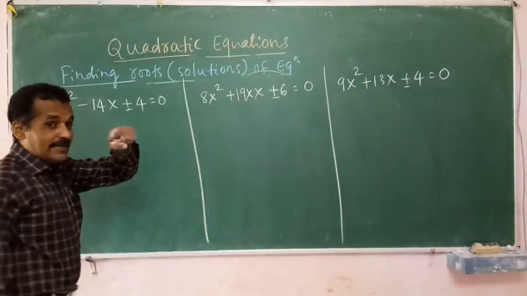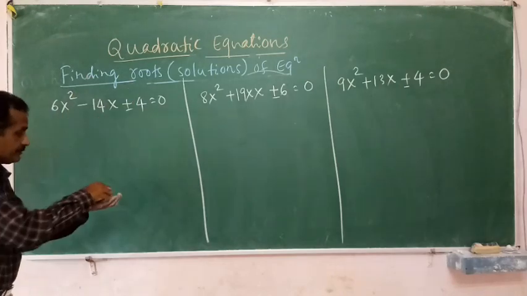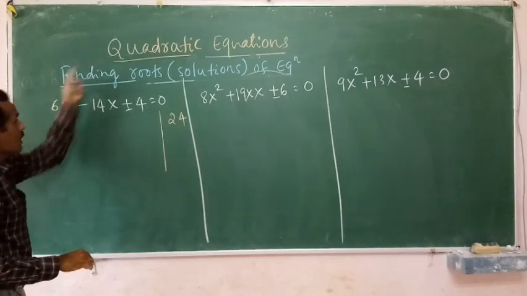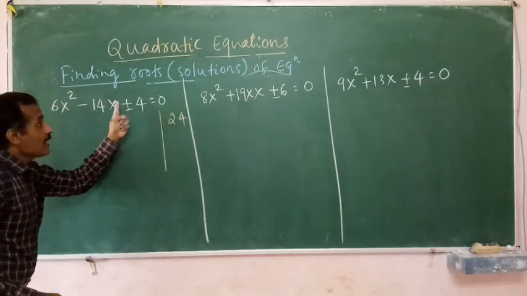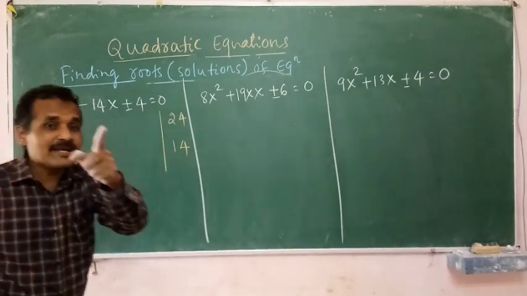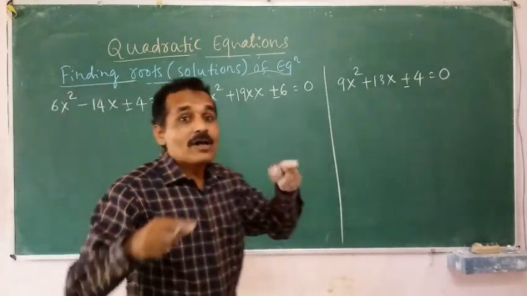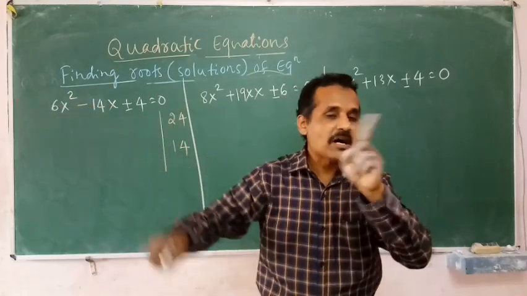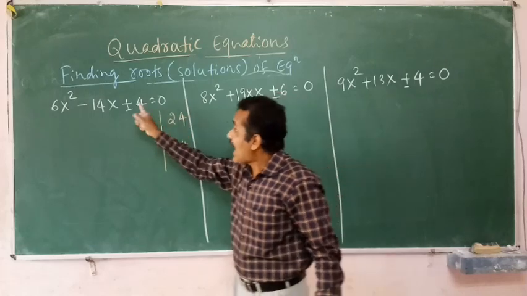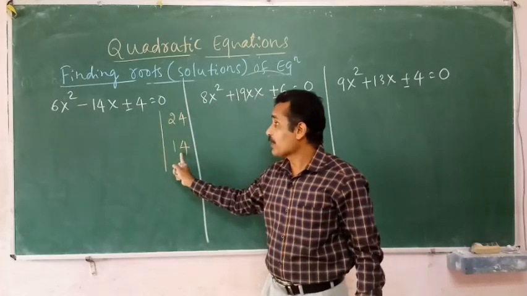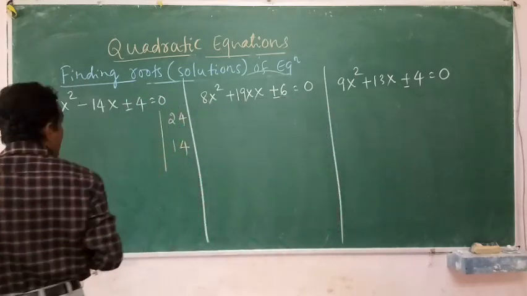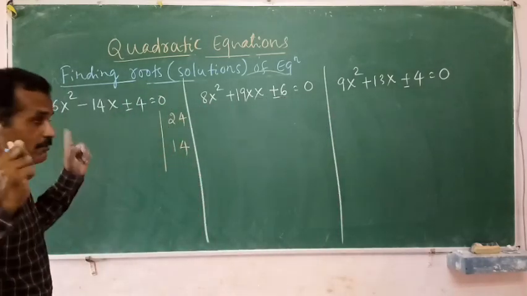Okay. Now I will tell you on multiplying 24. On multiplying 6 4s are 24, on adding 14. Some students are making the mistake. They feel that minus 14, on subtracting they are taking as 14. Answer wrong. On multiplying 24 and on adding it must be 14. But middle term sign either plus plus or minus minus.